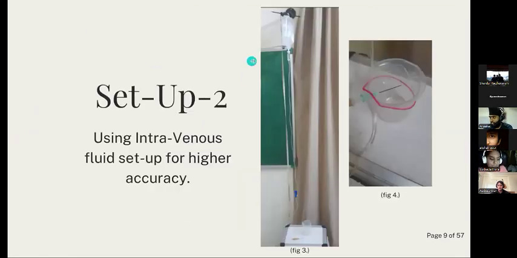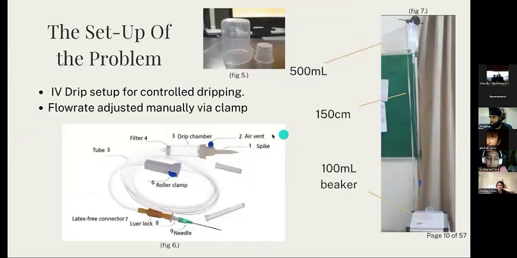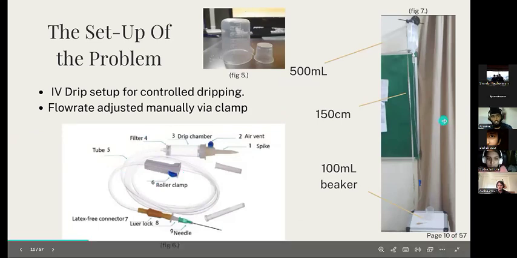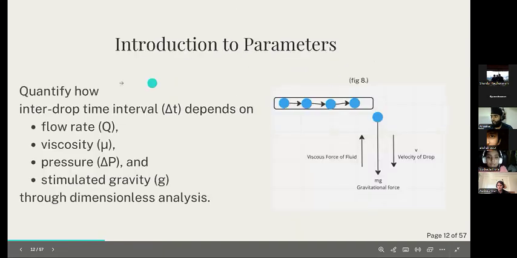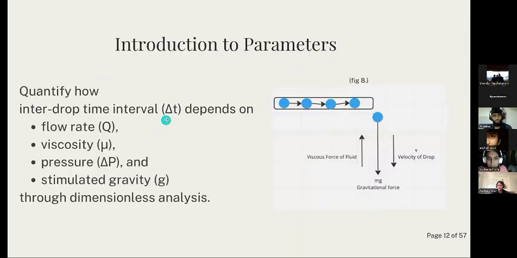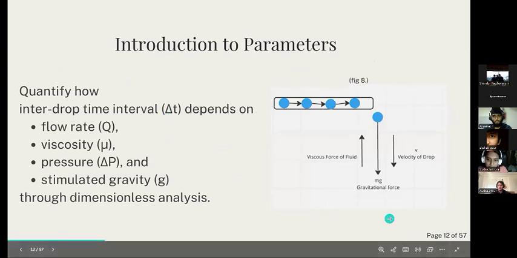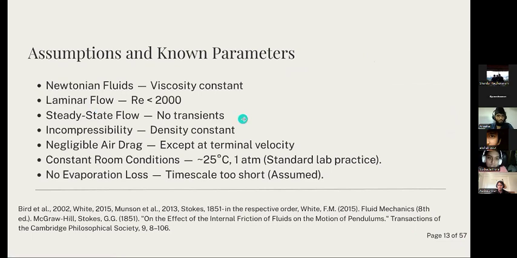Let's talk about the second setup that I used, which uses an intravenous fluid setup for a much higher accuracy. Here as well, the flow rate was manually adjusted via a clamp. You can see the dimensions of the setup given here. This is a measurement protocol. We're talking about how delta T depends on flow rate, viscosity, pressure, and simulated gravity. This is a free body diagram which shows all the forces acting upon our water droplet. These are some assumptions and known parameters.